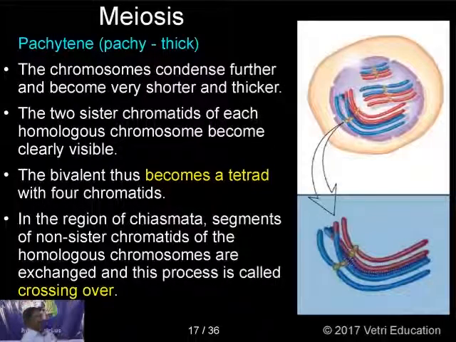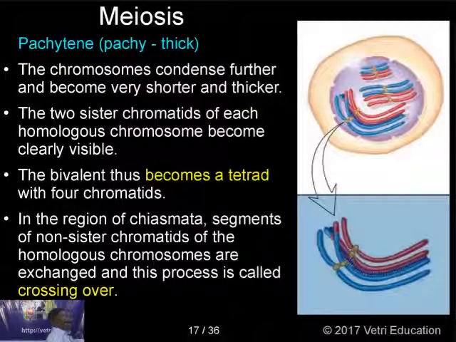Pachytene: pachy means thick. The chromosomes become thicker and shorter. The 2 sister chromatids of each homologous chromosome become clearly visible. You can see clearly. Now the bivalents become tetrads with 4 chromatids. Previously you had only 2 chromatids. Now we have 4 chromatids. Each chromosome has 4 chromatids.